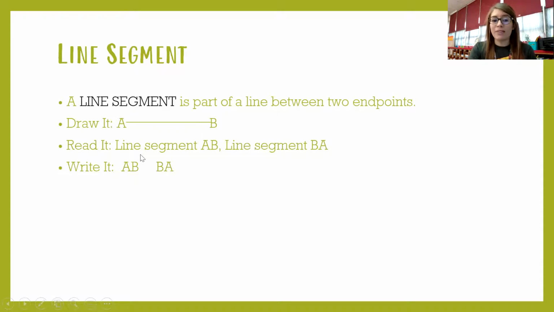And we would write it like this. We've got AB and BA, and we would just draw the line segment symbol over top of it. Notice how it does not have the arrows on either end of it. That is because it is a line segment and it does not go on forever in either direction. So it's not going to have those arrows. And then here is an example of a line segment as well.